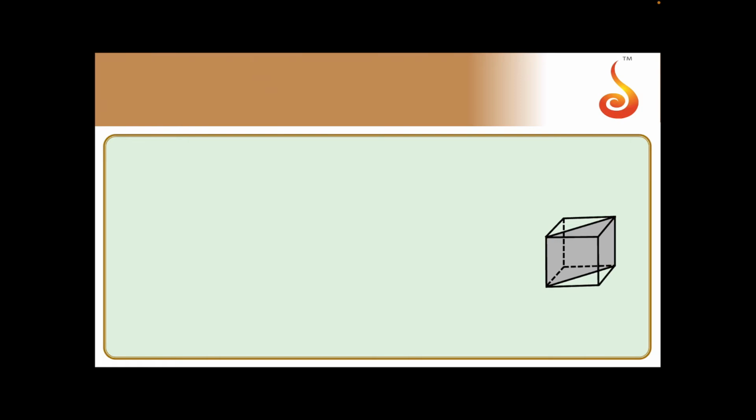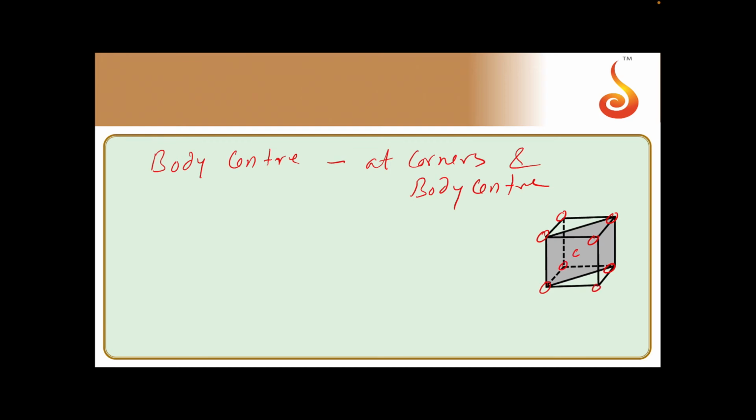Next. Now when you take the body centered structure, body centered one, atoms are at corners and body center. So we can take all corners here, all corners, and one in the middle, the body center. Means the body diagonal, this is called the body diagonal plane, this plane.